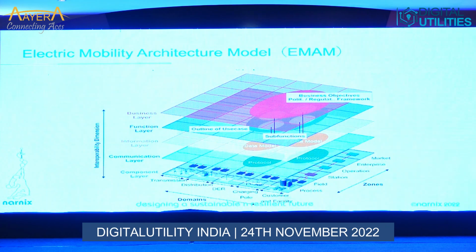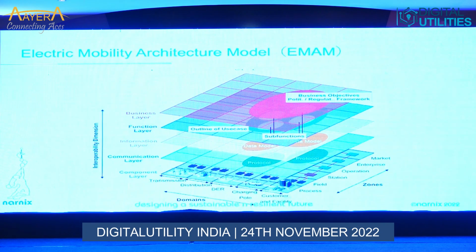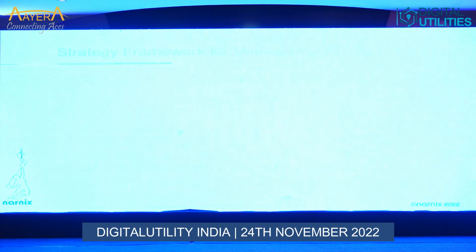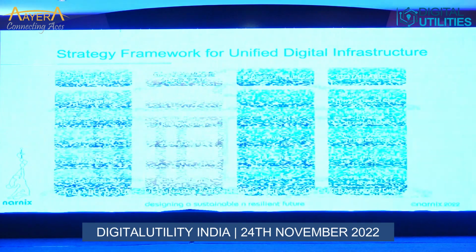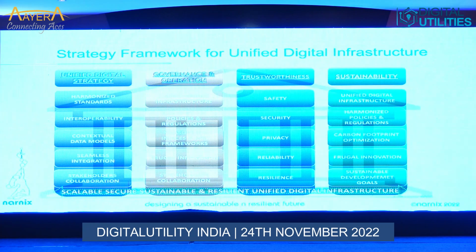So now here, only changing the domain on the lower side, we can change it to the electric mobility architecture model. Next slide. Today what we need is a strategy framework for unified digital infrastructure before we get into architecture details. The 4 pillars of the unified digital infrastructure for our utilities could be unified digital strategy, governance and operation, trustworthiness and sustainability.